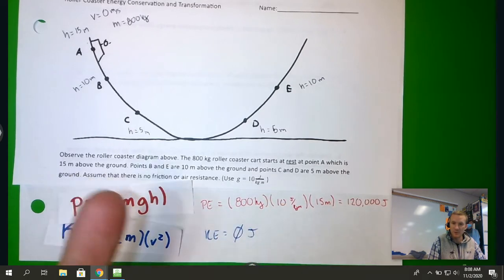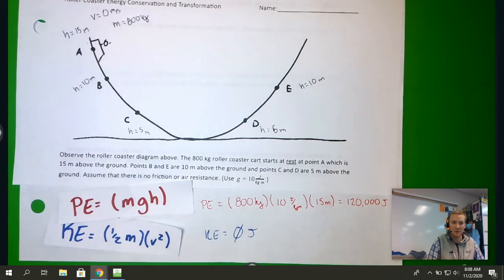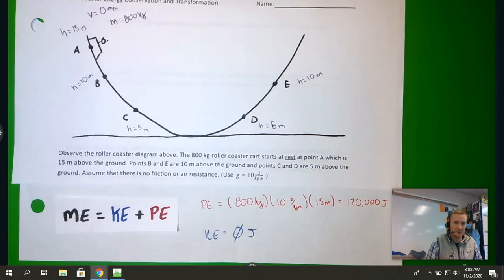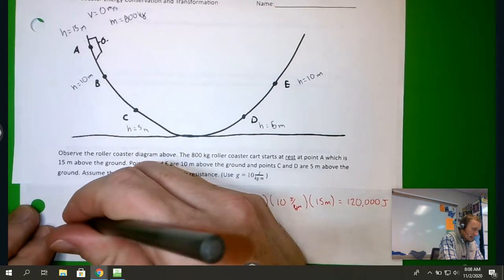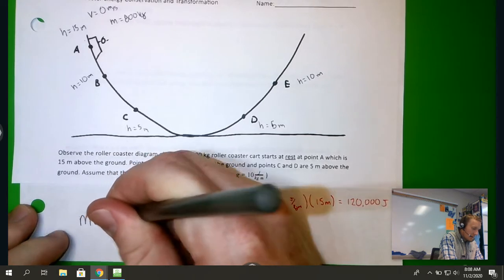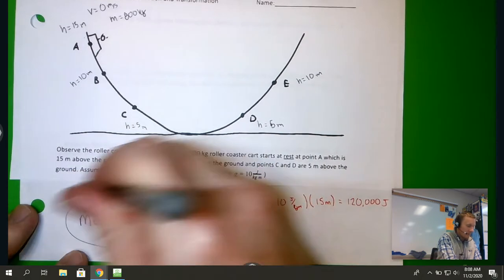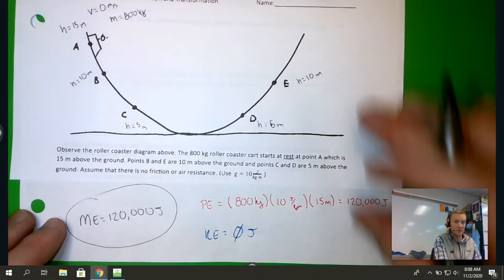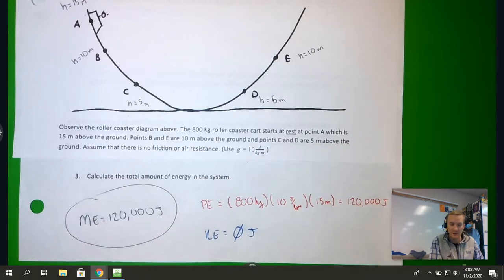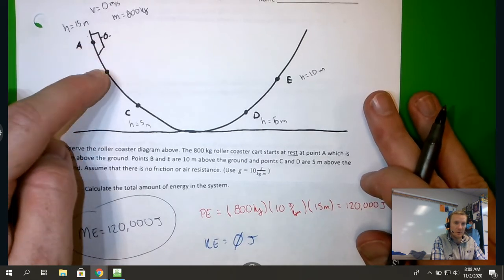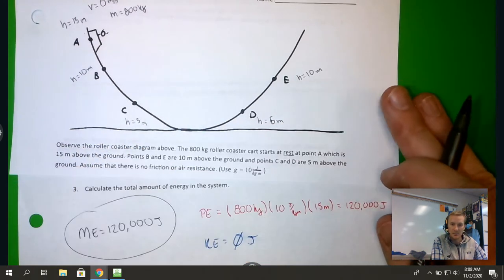Kinetic energy is the energy of motion. If you don't have motion, you don't have kinetic energy. So now when we want to figure out what the total mechanical energy of the system is, we're just going to add our potential and kinetic energy values together. So 120,000 plus 0, of course, is going to equal 120,000 joules. So this mechanical energy is the total amount of energy in that system. And that's going to be really useful for us if we want to figure out what the varying speeds are going to be at each point along the track.